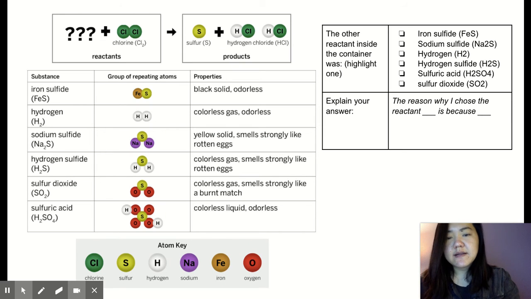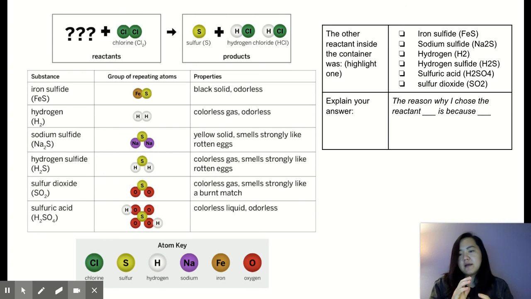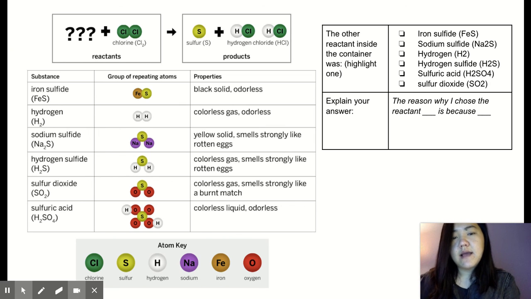All right, so next we're going to look at a list of a bunch of substances that Dr. Young keeps in her lab. So what we're going to do is look at the groups of atoms and the properties to figure out, okay, if the container was not empty, then what else was in there before Jesse added the chlorine? Come back for the next video to check your answers.